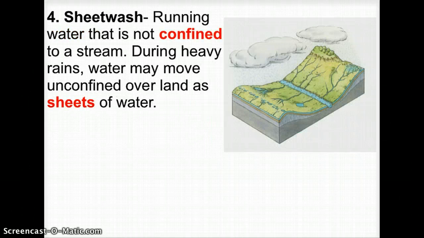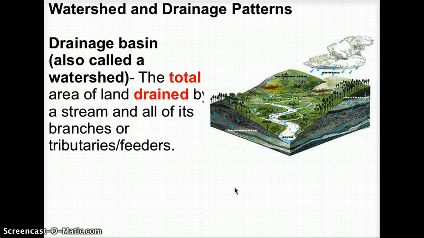As water falls through rain, sleet, snow, it makes its way to several different bodies of water, whether that's a stream, a lake, a creek, a river, but sometimes rain does not make it to those confined locations. Anything that moves across land that's not confined is called sheet wash. When rain falls, the water travels over land to make its way to different bodies of water. This is called a watershed.